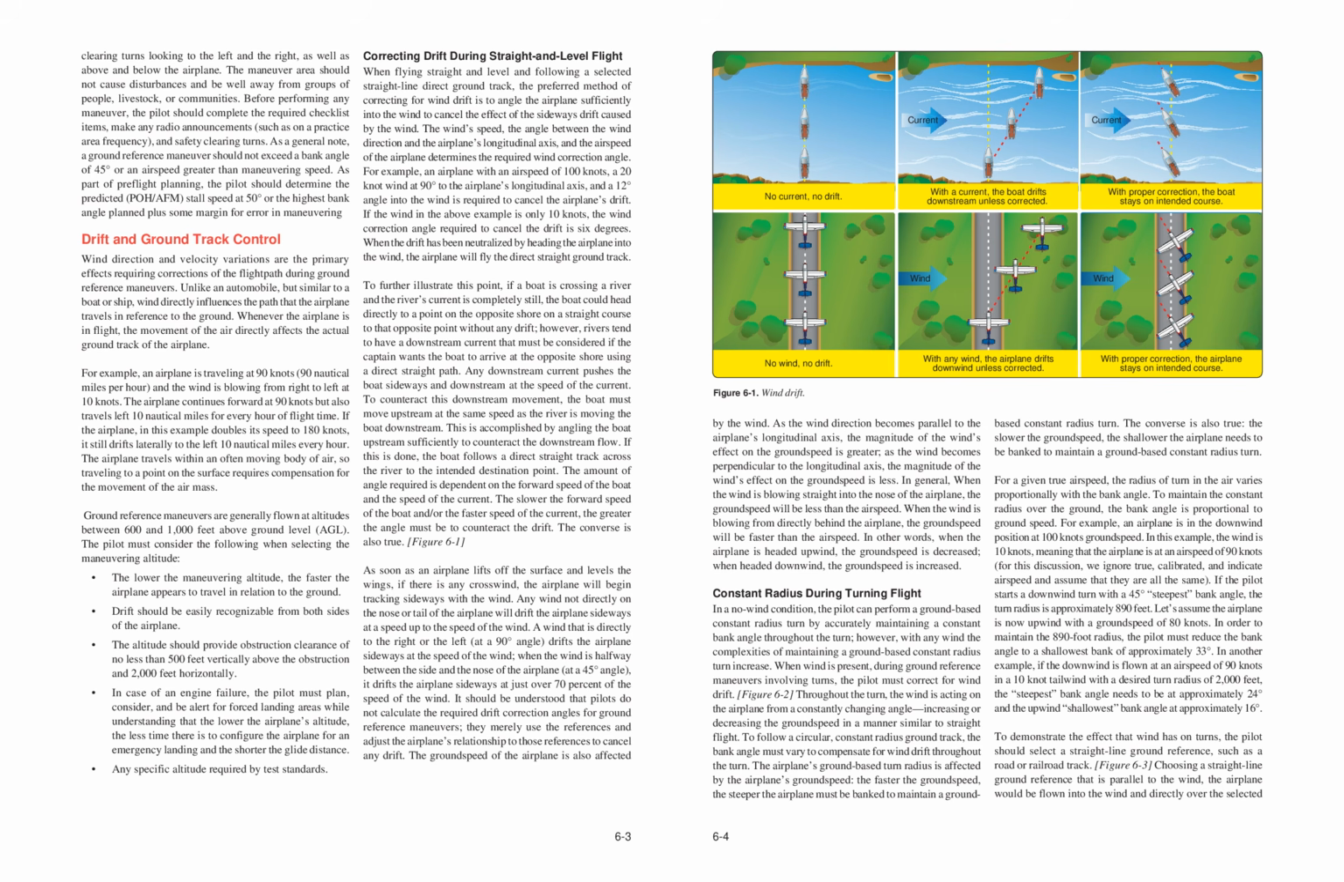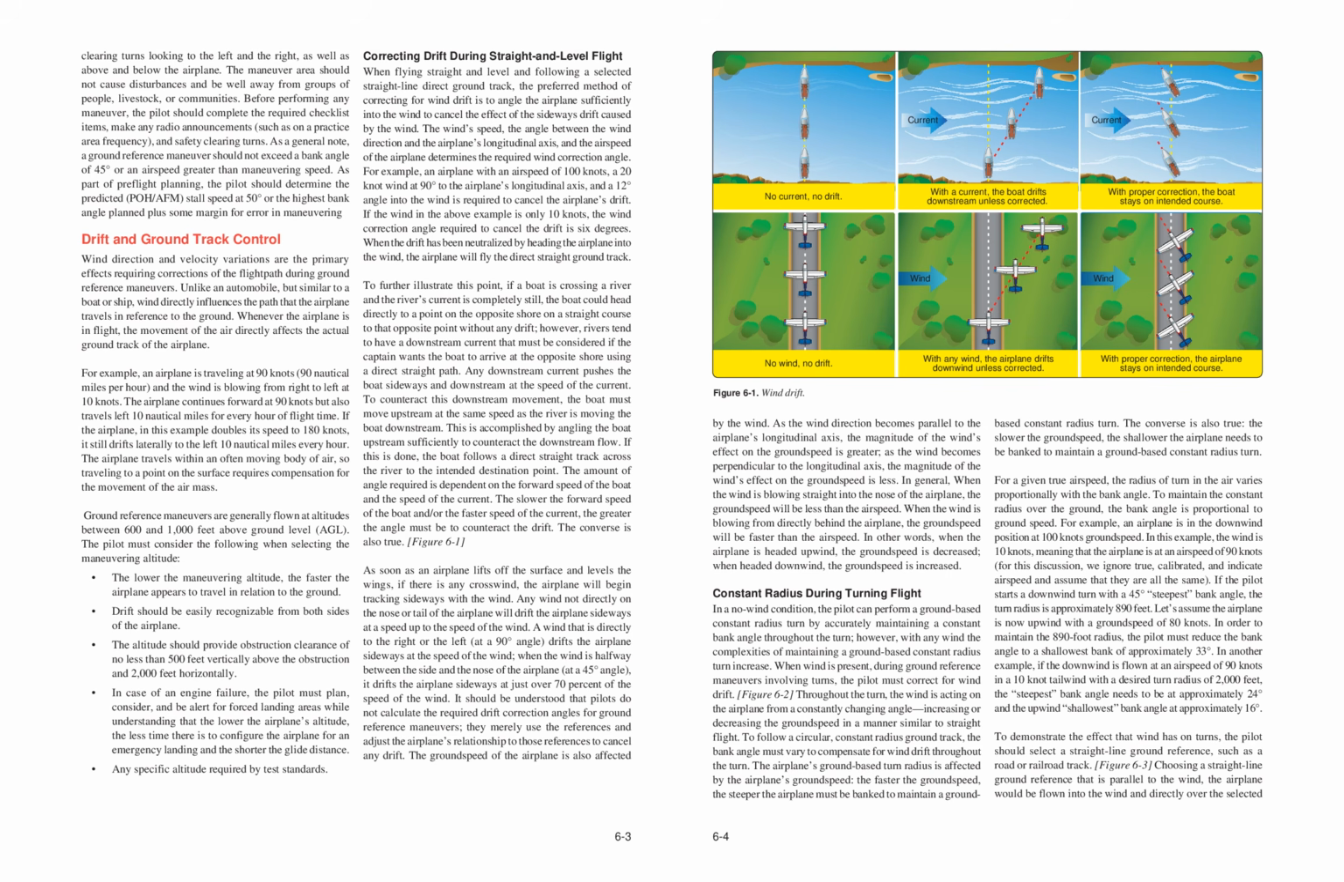To counteract this downstream movement, the boat must move upstream at the same speed as the river is moving the boat downstream. This is accomplished by angling the boat upstream sufficiently to counteract the downstream flow. If this is done, the boat follows a direct straight track across the river to the intended destination point. The amount of angle required is dependent on the forward speed of the boat and the speed of the current.